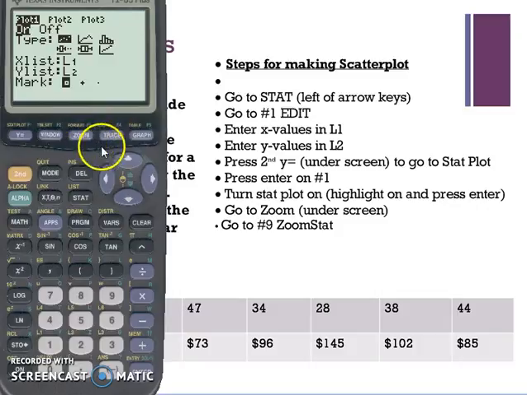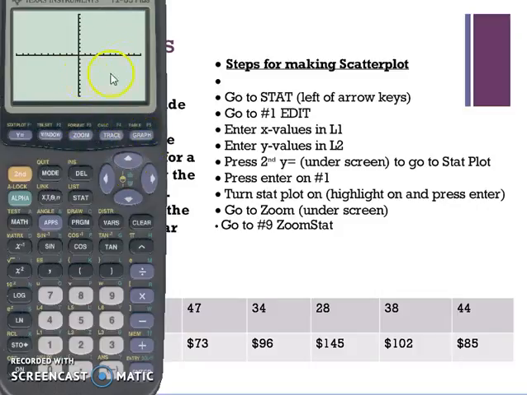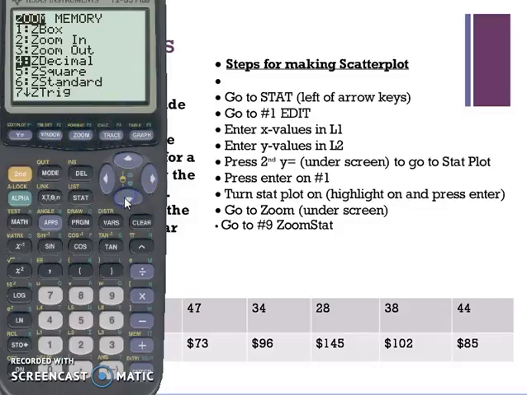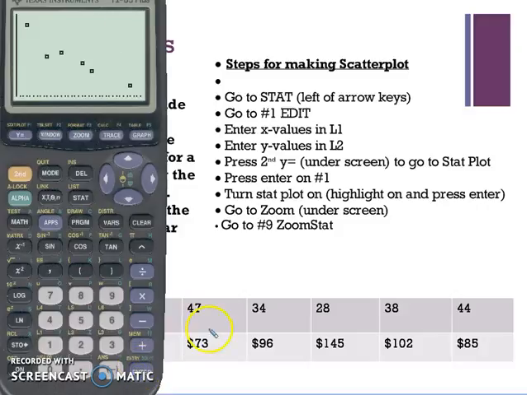And then I want to look at my graph. But if I look at my graph at first, I don't see anything. It's not the right window. So I'm going to go to zoom and go all the way down to number 9 for zoom stat. And it's going to automatically adjust the window for me so that I see all of my points. All right, and I'm looking at this and I can tell that this is a strong negative correlation because they're pretty close to making a line and it's going downhill.